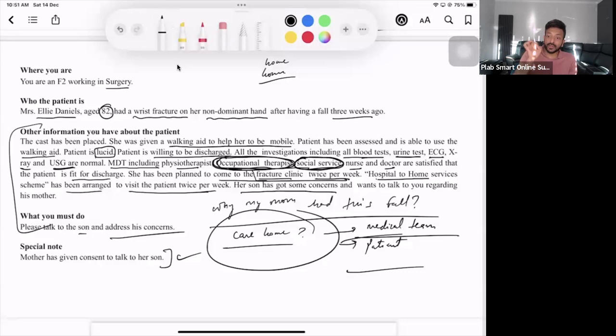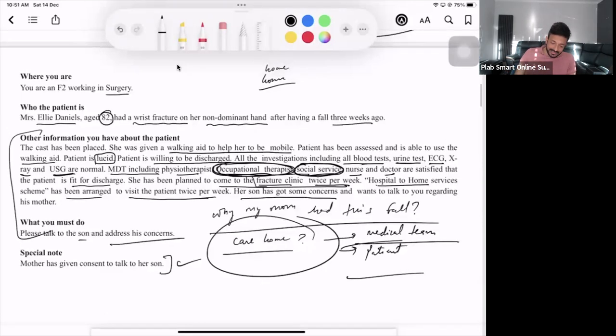But you can tell the son that he can speak to his mom. If you and your mom both come to a conclusion that a care home is the best option, we can look into it. But the thing is, your mom just had a fall. And if we start talking to her about a care home straight away, it is going to affect her confidence as well, which is not an ideal thing. Right? So let her go home now, and we'll be doing these visits, hospital to home services, and she'll be coming to the fracture clinic twice per week as well, and we'll be getting the updates for her. And that's what we can do.